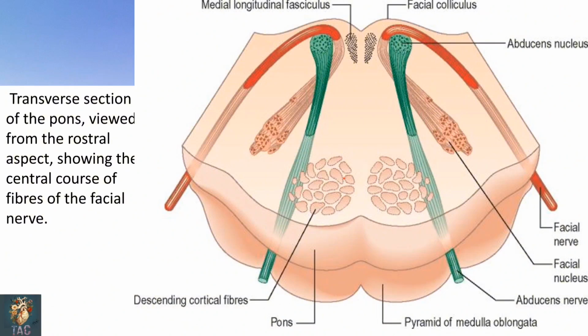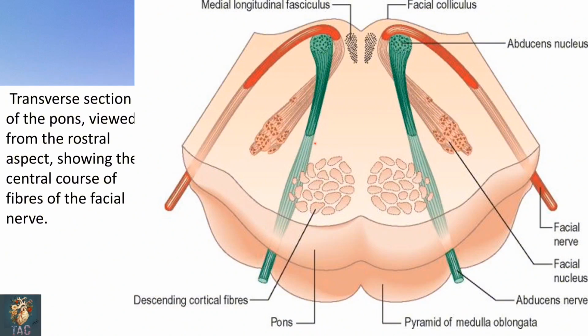Here you can see the descending cortical fiber tracts, and this area in the median plane is the medial longitudinal fasciculus. This swelling, this prominence, is because of the nucleus of the abducent nerve and the bend of the facial nerve. This is called the facial colliculus.